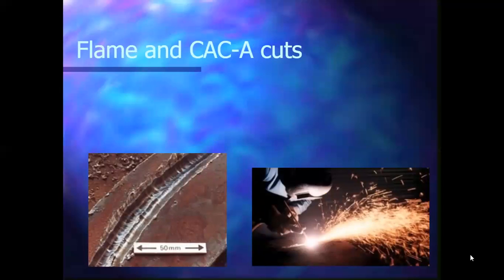So we're going to talk about some different ways we can end up with discontinuities or issues with our welds. Here we have flame and CACA cuts. CACA stands for carbon arc cutting with air. Carbon arc gouging. I call it gouging. That's the way it's just known, but the technical term is carbon arc cutting with air. The A is air assisted, because we use air to blow away everything we're cutting out. That's why you can see in the picture on the right side all those sparks flying away.